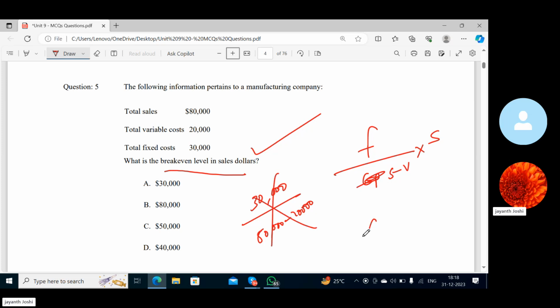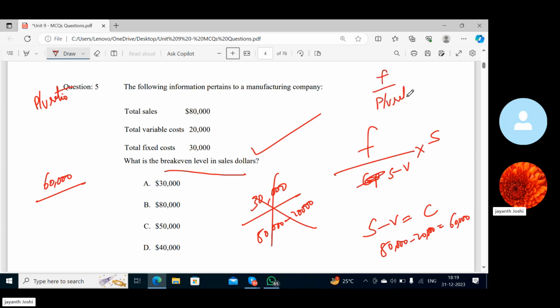Sales minus variable cost is contribution. Is it right? Yes. So sales is 80,000, variable cost 20,000, contribution 60,000. Contribution by sales is the PV ratio. I'm finding out the PV ratio. There's one more formula, maybe you remember from your graduation or post-graduation days: fixed cost by PV ratio can also give you the break-even point in sales, a direct formula.